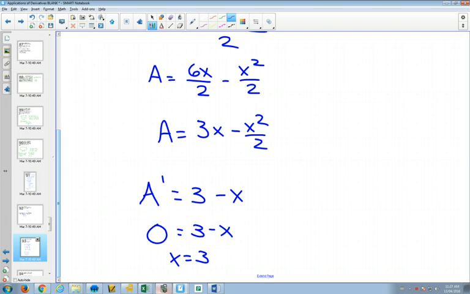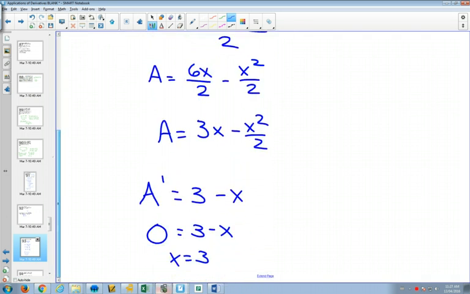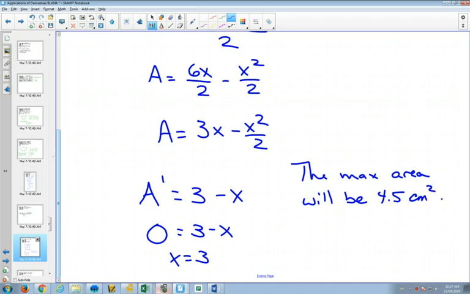So we get x equals 3, so in your guess of saying you thought it was going to be 3 and 3, you were correct. So now that we've got our value of x, let's just find the maximum area of the question. The max area will be 3 times 3 divided by 2, 4.5. Was it centimeters? Yes. So include your units, 4.5 centimeters squared. Base times height, 3 times 3 is 9, divided by 2, 4.5.